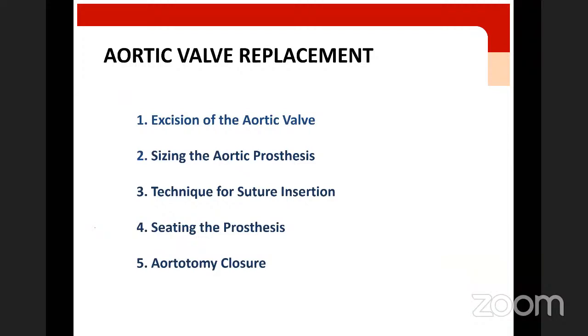All right, the steps of aortic valve replacement. It starts with excising the valve and then debridement of any calcium particles, sizing the annulus for the proper prosthesis, suture insertion into the annulus and into the sewing ring, then seating the valve to snug it into the annulus, and finally closing the incision.